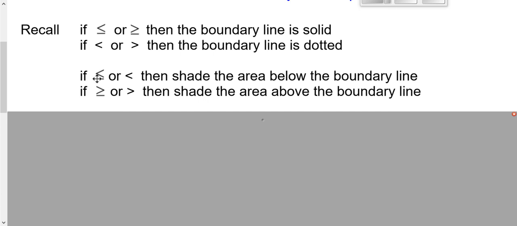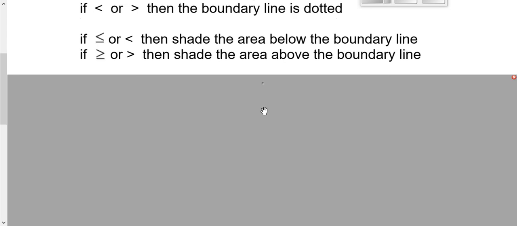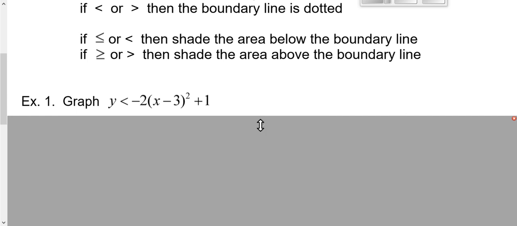If we have less than or equal to, or less than, then shade the area below. Less, below. If it is greater than or equal to, or greater than, so that means greater, we shade above. Alright? As we work our examples, your memory will be back.